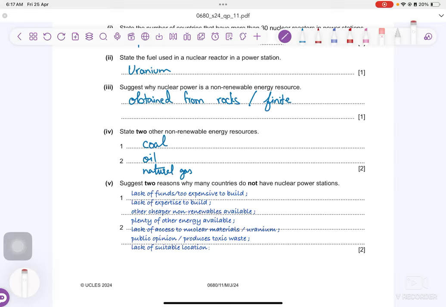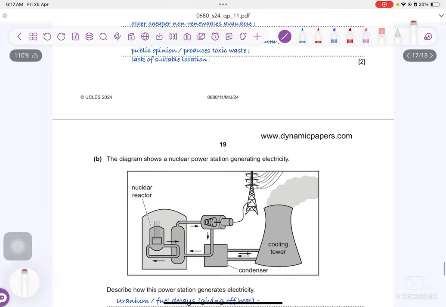They got other energy resources they can depend on, okay? Other available energies. Public opinion about their toxic wastes. Lack of suitable location. And also lack of access to nuclear materials, which is uranium in this case.